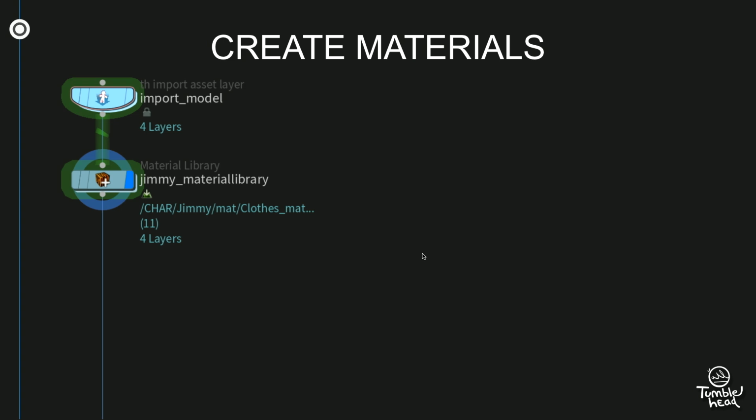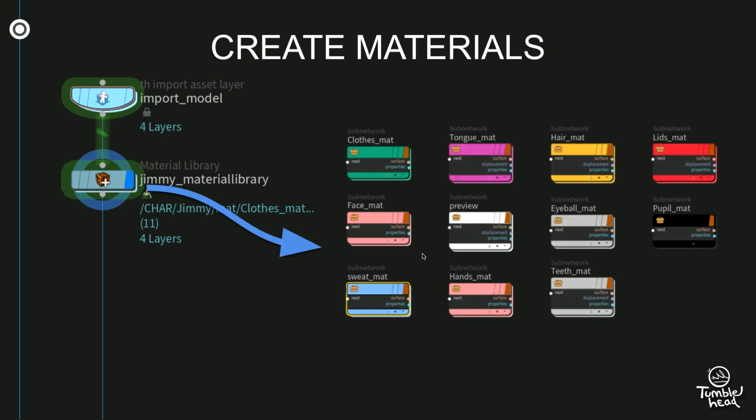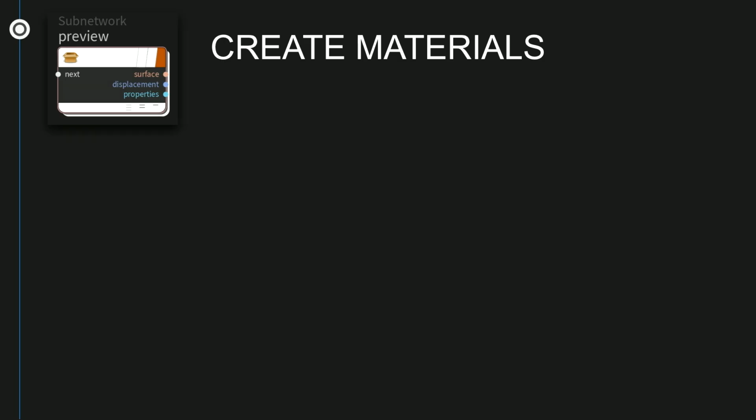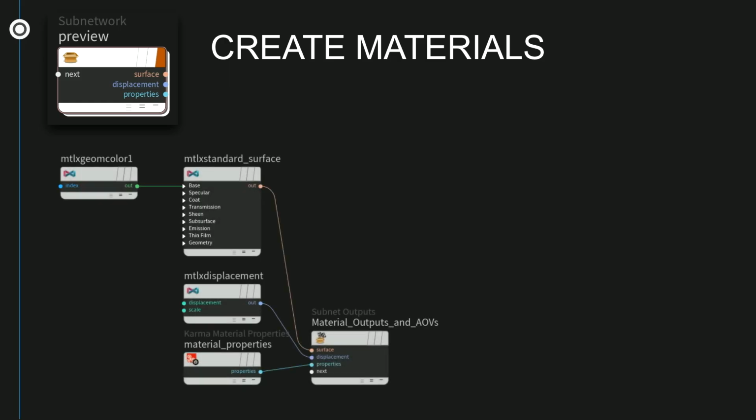From here, you can add a material library. And inside of this node, you can create all your materials for your character. So if we jump into one of these materials here, there's many ways of making materials in Houdini, of course. You can play around with different noises or put a geometry color and all this stuff.